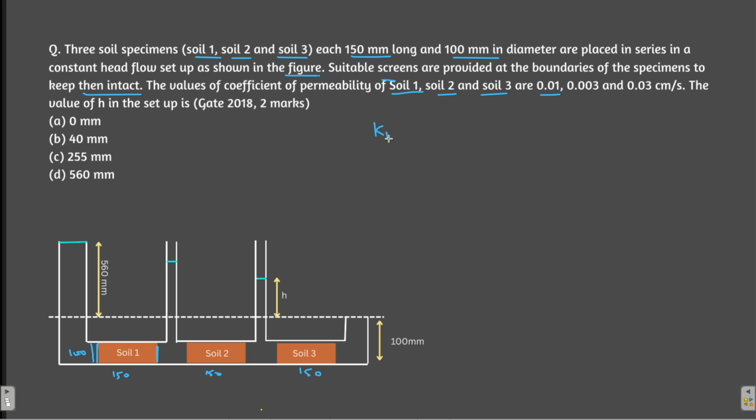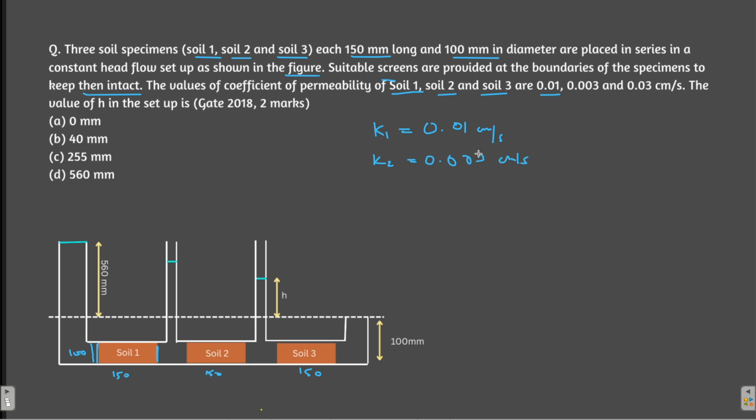Coefficient of permeability of the soil 1, K1, I am writing it as, it is 0.01 centimeter per second. For soil 2, the coefficient of permeability is 0.003 centimeter per second.